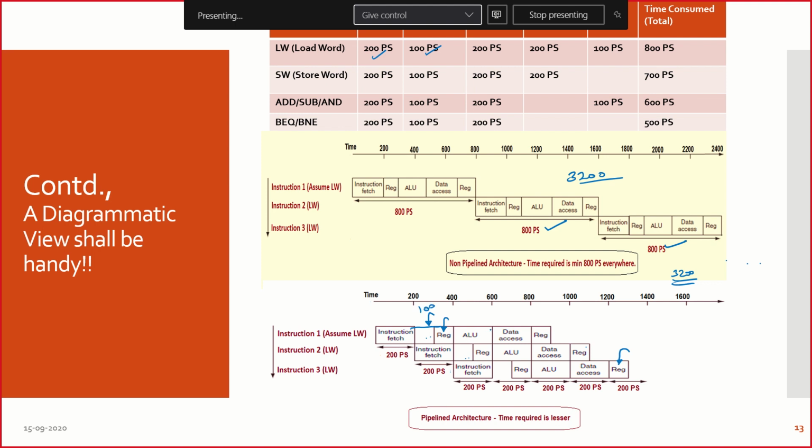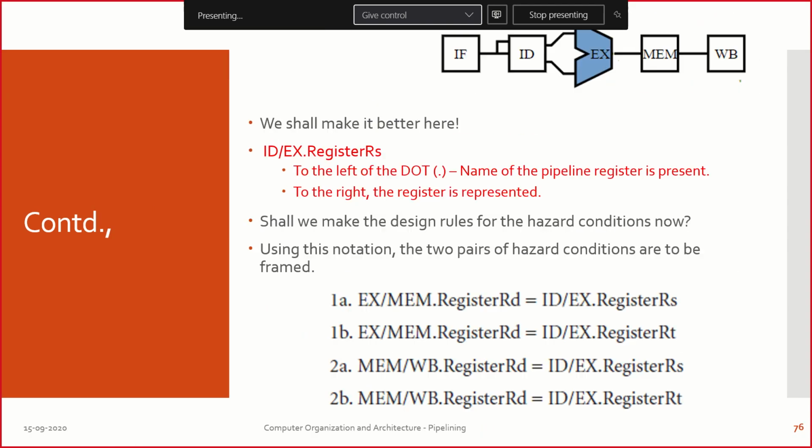But you cannot do it that way. What we have to do is take the longest duration here. Which is the longest duration? 200 is the longest duration. So each stage would need only 200. You can see that here it is all 200. Instead of allocating the overall execution time of 800 for all the instructions, it is going to be stage by stage, and that's what we have given.